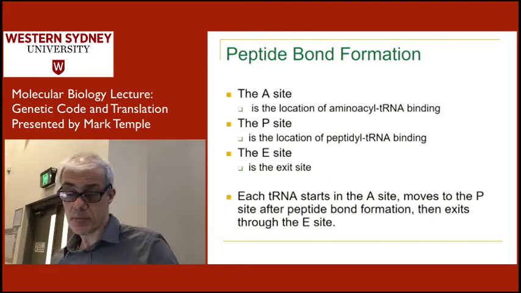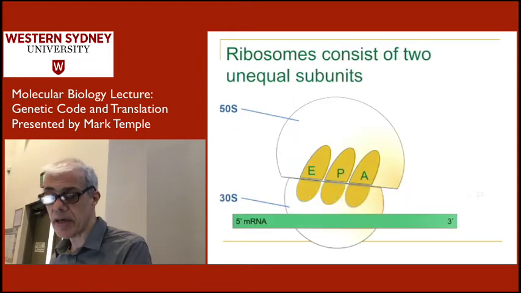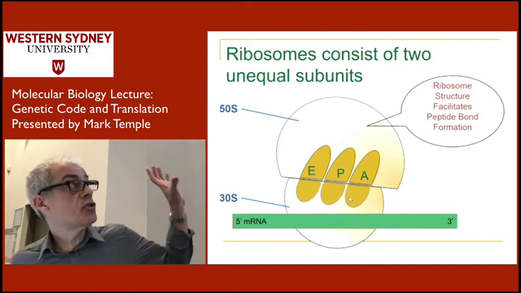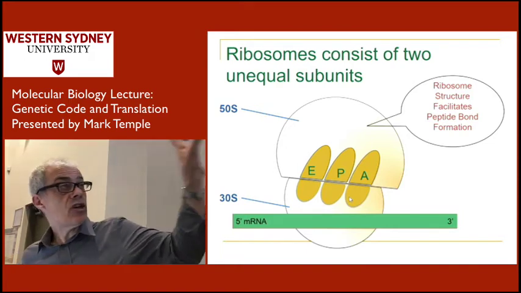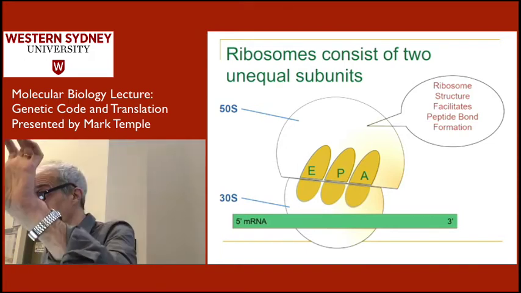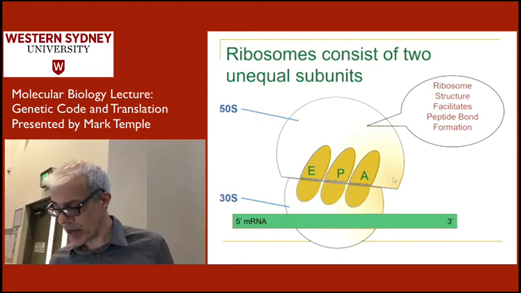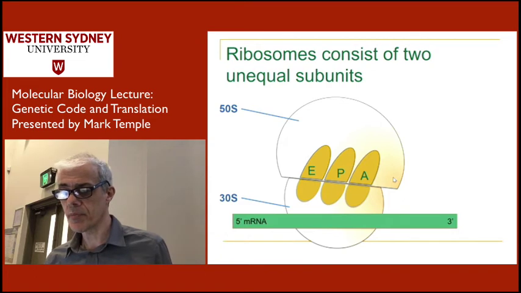It'll be a lot easier to show. Have I got them in a slide? Yeah, here. So here are those three sites. You've got the exit site where the transfer RNA exits. So it comes in here, and then as the ribosome shuffles along, the transfer RNA gets moved between these three sites, and then it will exit from the exit site. So I'll show that in some animations coming up.